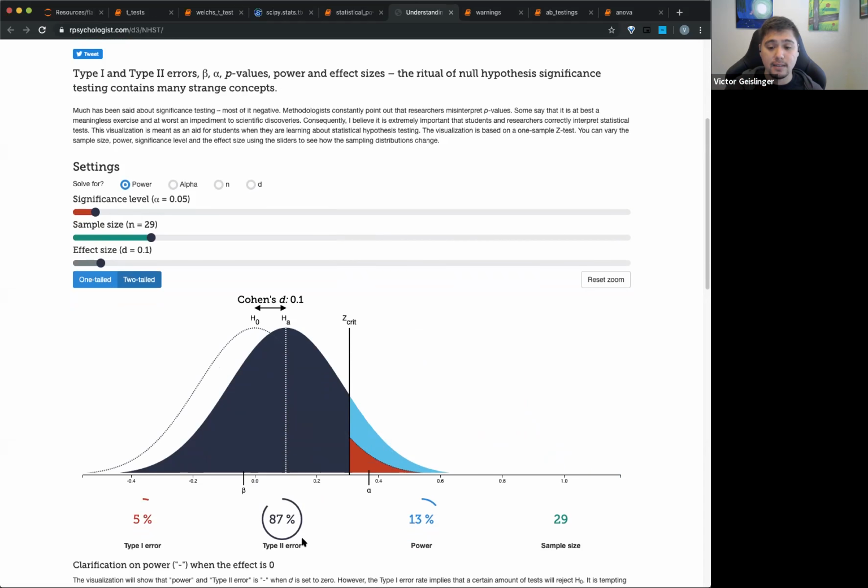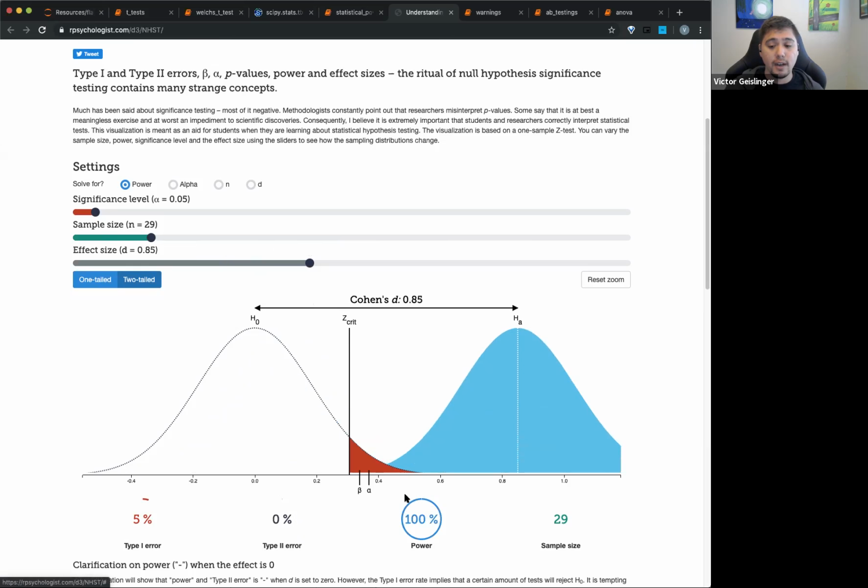And you can see here, where's the power? 13%. So you can see 13% is relatively small, versus if I change the D over here, you can see power is 100% because there's no crossover where we'll accidentally claim a false negative, right? We won't fail to reject the null hypothesis when we really should have.